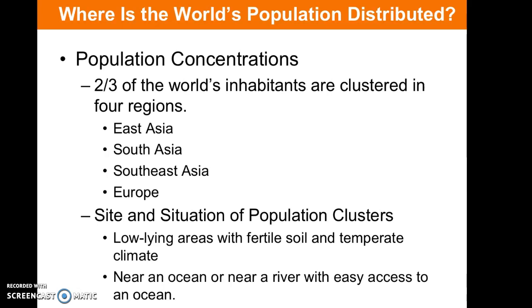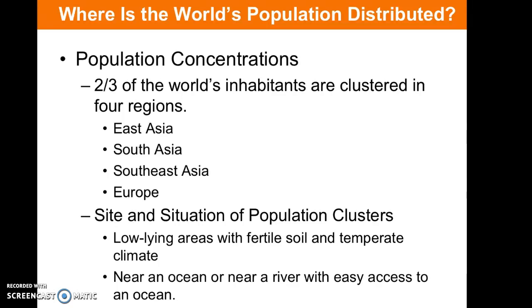So 2/3 of the world's population is clustered in 4 regions. And if you need to, maybe look at the AP Human Geography College Board region sheet that we used. Take it out of your binder and look at it while we're going over these regions. So East Asia has one of the world's largest population clusters, then South Asia, Southeast Asia, and Europe. So you're going to find 2/3 of the world's people living in those 4 regions.